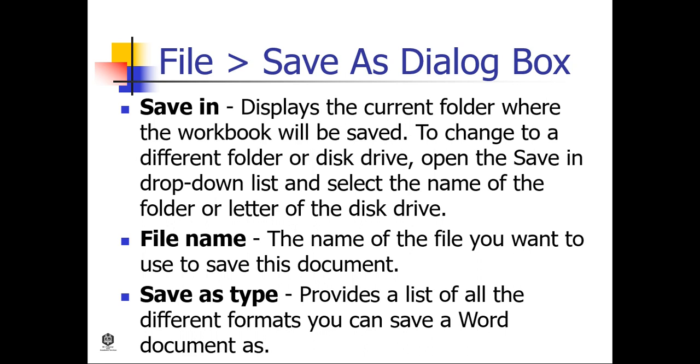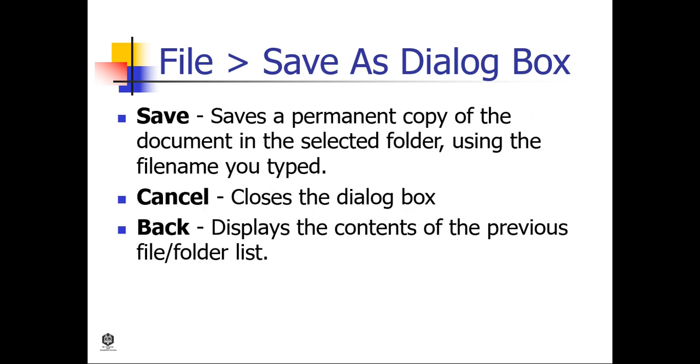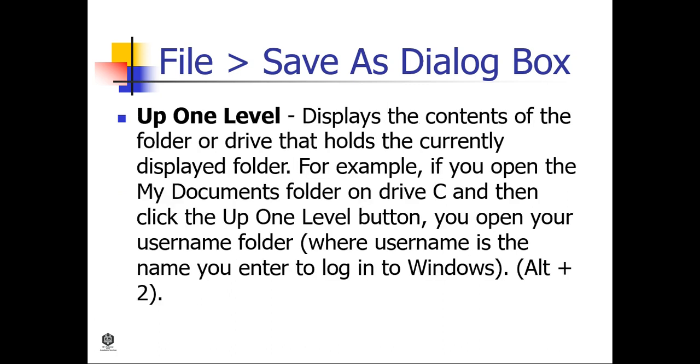File name, the name of the file you want to use to save this document. Save as type provides a list of all the different formats you can save a Word document as. Save saves a permanent copy of the document in the selected folder using the file name you type. Cancel closes the dialog box. Back displays the contents of the previous file or folder list.